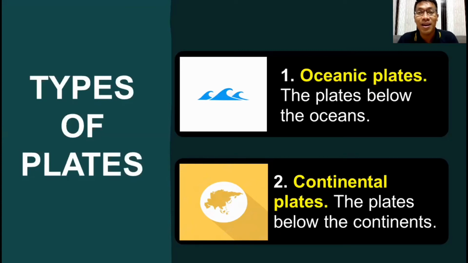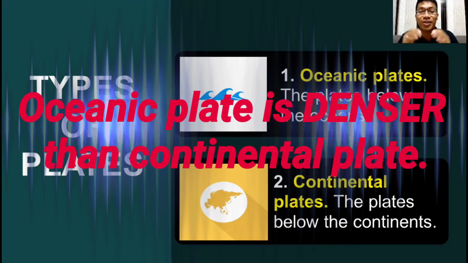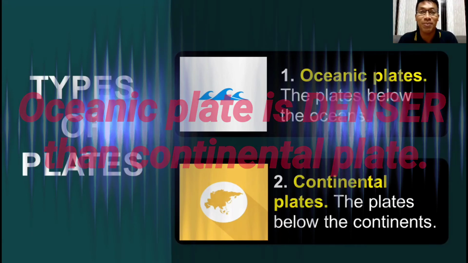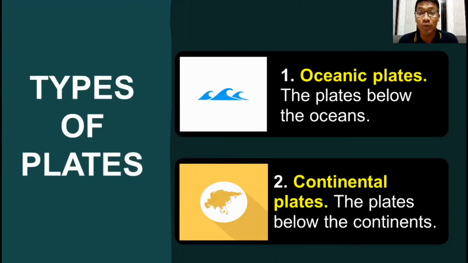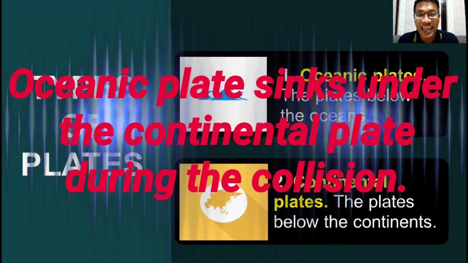Additional concept, oceanic plates are much denser as compared to continental plates. This density difference between oceanic and continental plates will be used as we learn the concept of subduction. In subduction, one plate will sink under the other, and commonly the one that sinks is the denser.